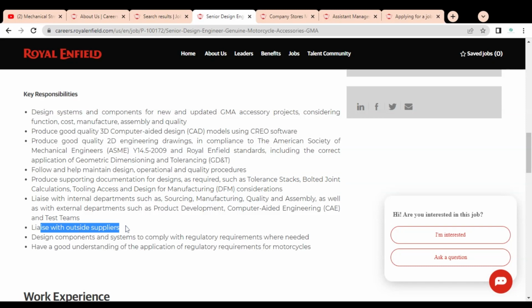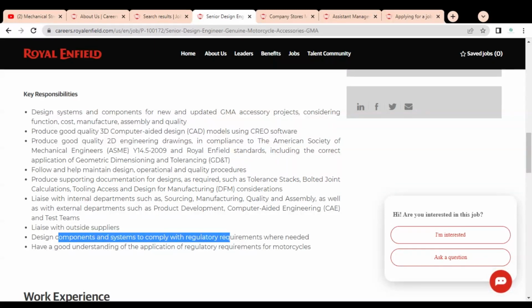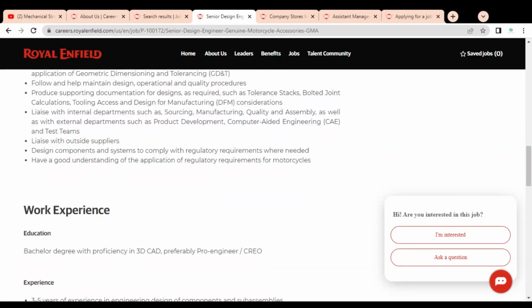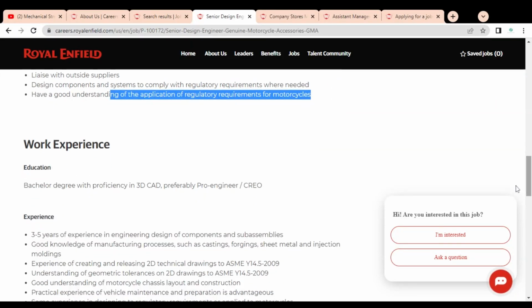And you have to liaise with the outside suppliers. You have to design components and systems and comply with the regulatory requirements where needed. You should have a very good understanding of the applicable regulatory requirements for motorcycles. So these are some of the requirements given, friends.